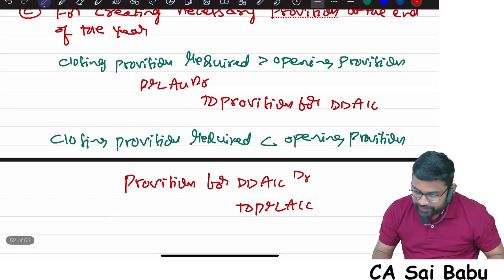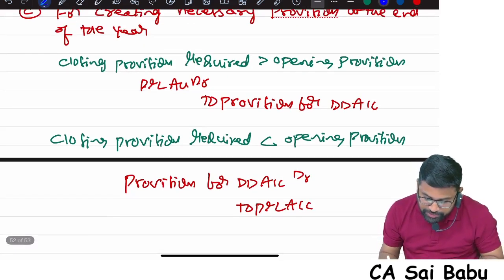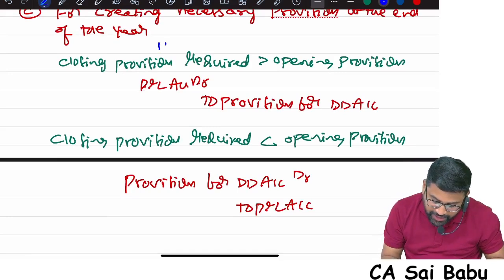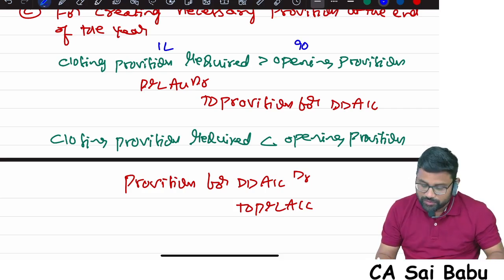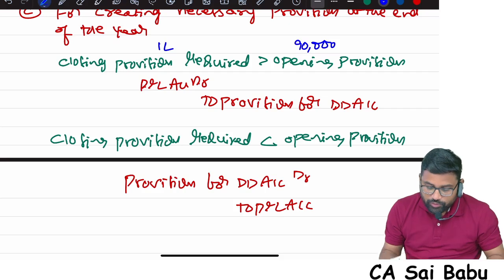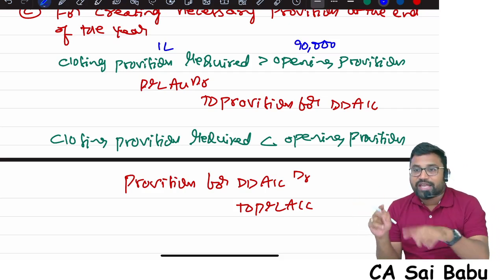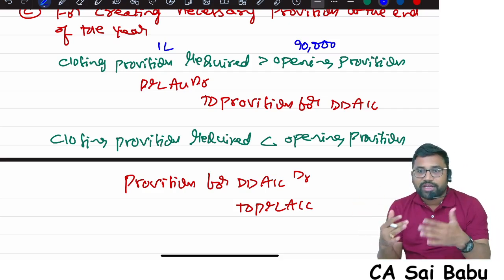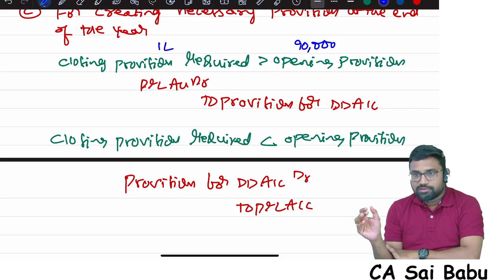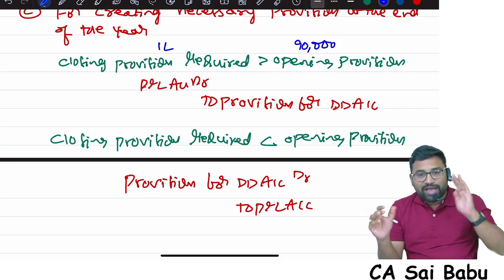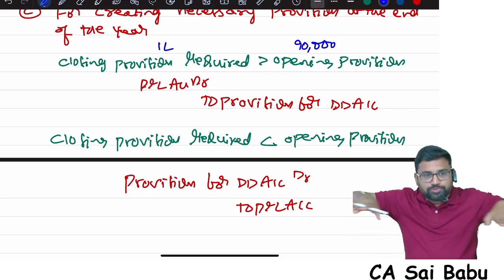Very simple here. Suppose my closing provision required to be maintained is 1 lakh. My opening provision is, for example, 90,000. That means how much do I need to create now? Opening already 90,000 is there, closing I need to maintain 1 lakh, so 10,000 I need to create. So what is the entry? P&L to provision, 10,000. Because we have a policy that we need to maintain this much provision every year end.